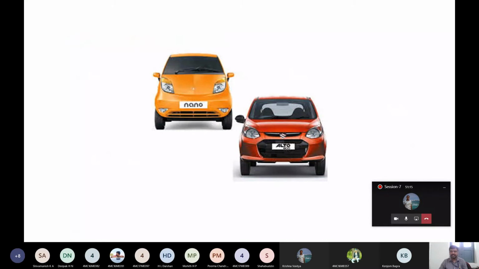This is an example of realizing the need. If you don't realize the need properly, what will happen to your product? This is the example. There are two cars, Nano and Alto. Which is successful in the market now?